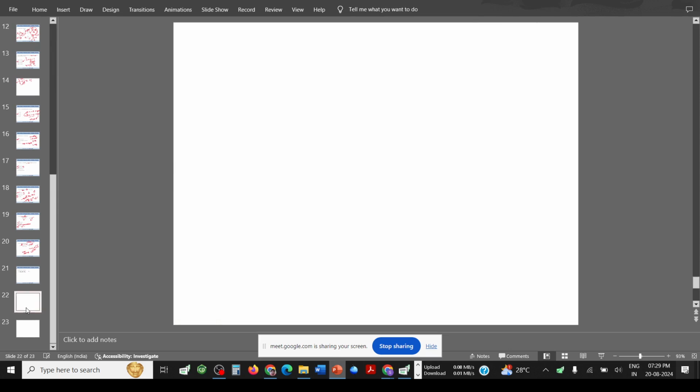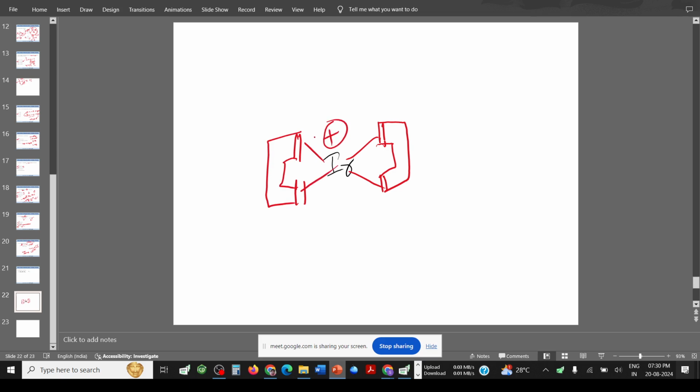So this will be iridium, okay, and cyclooctadiene is something like this. And this will be another one. And here it is a positive charge, +1.